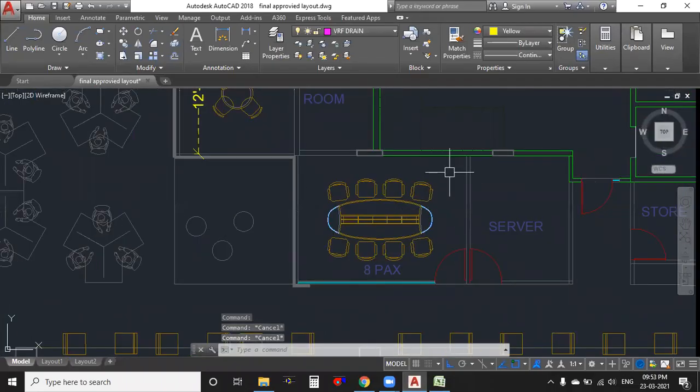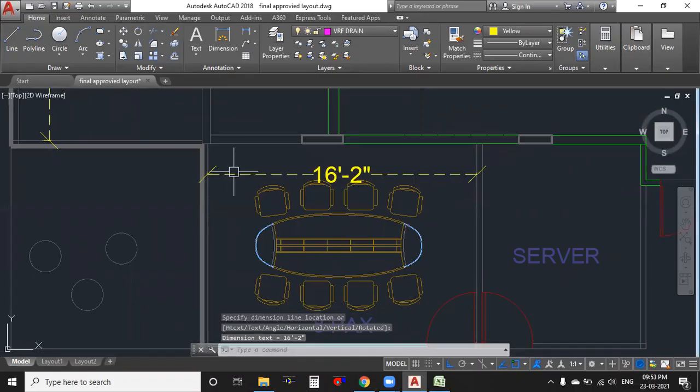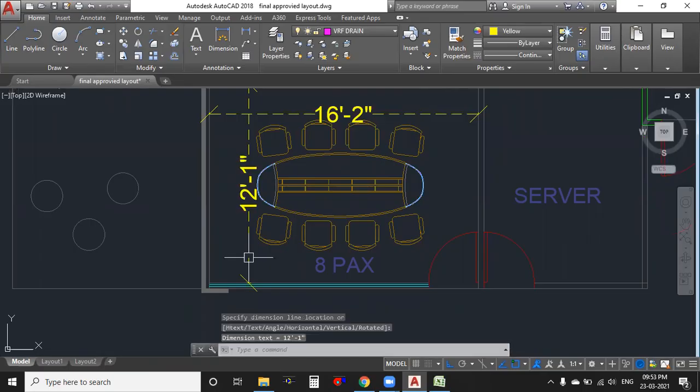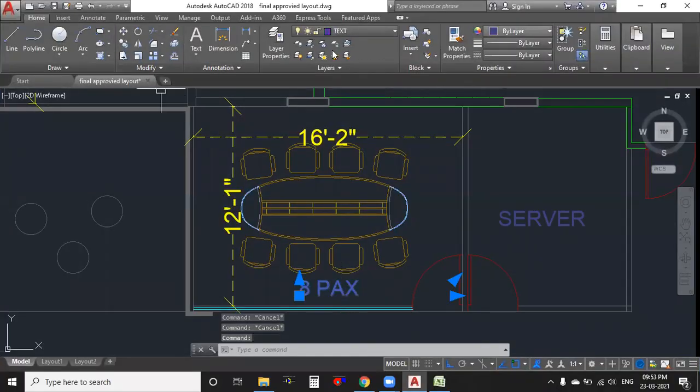Then here I am coming to the 8-pack DLI dimension. From this place to this place I am getting 16.2, and from here to here I am getting 12.1. So I am going here with 8-pack, the dimensions 12.1 and 16.2. Now see here: 196 square feet, 18 square meters, and the ton of refrigeration here would be 1.46.